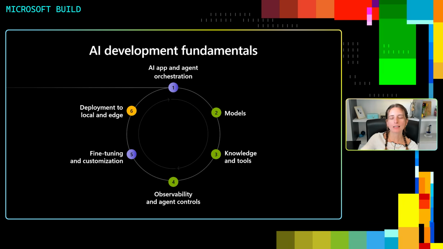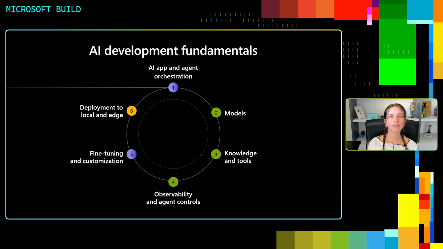You can also access the best foundational and open source models in the model catalog, and find the model which is the best fit for your use case. You can connect your AI apps and agents to different knowledge sources and tools using built-in features in order to contextualize AI responses and enable AI to take actions on behalf of the user.